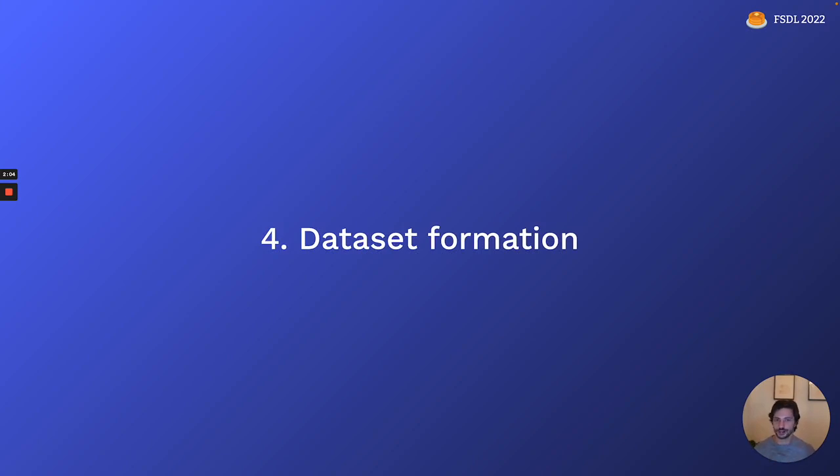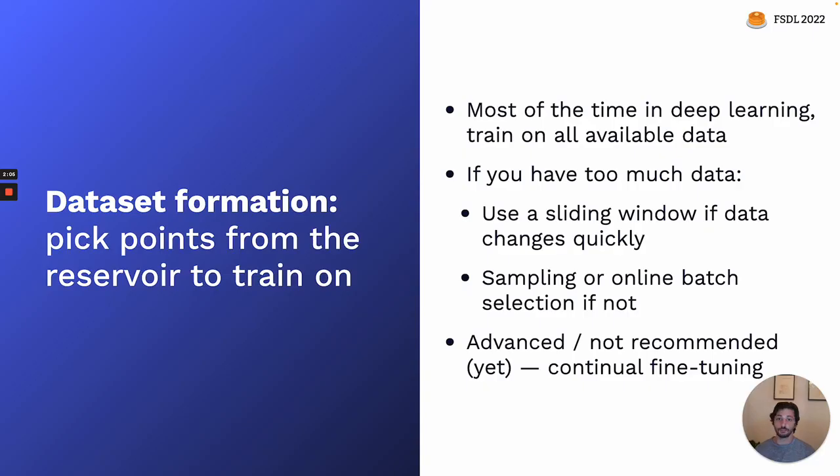Next, we've fired off a trigger to start a training job. And the next question we need to answer is, among all of the labeled data in our reservoir of data, which specific data points should we train on for this particular training job? Most of the time in deep learning, we'll just train on all the data that we have available to us. But if you have too much data to do that, then depending on whether recency of data is an important signal to determine whether that data is useful, you'll either slide a window to make sure that you're looking at the most recent data, therefore in many cases the most useful data, or we'll use techniques like sampling or online batch selection if not. And a more advanced technique to be aware of that is hard to execute in practice today is continual fine-tuning. And we'll talk about that as well.